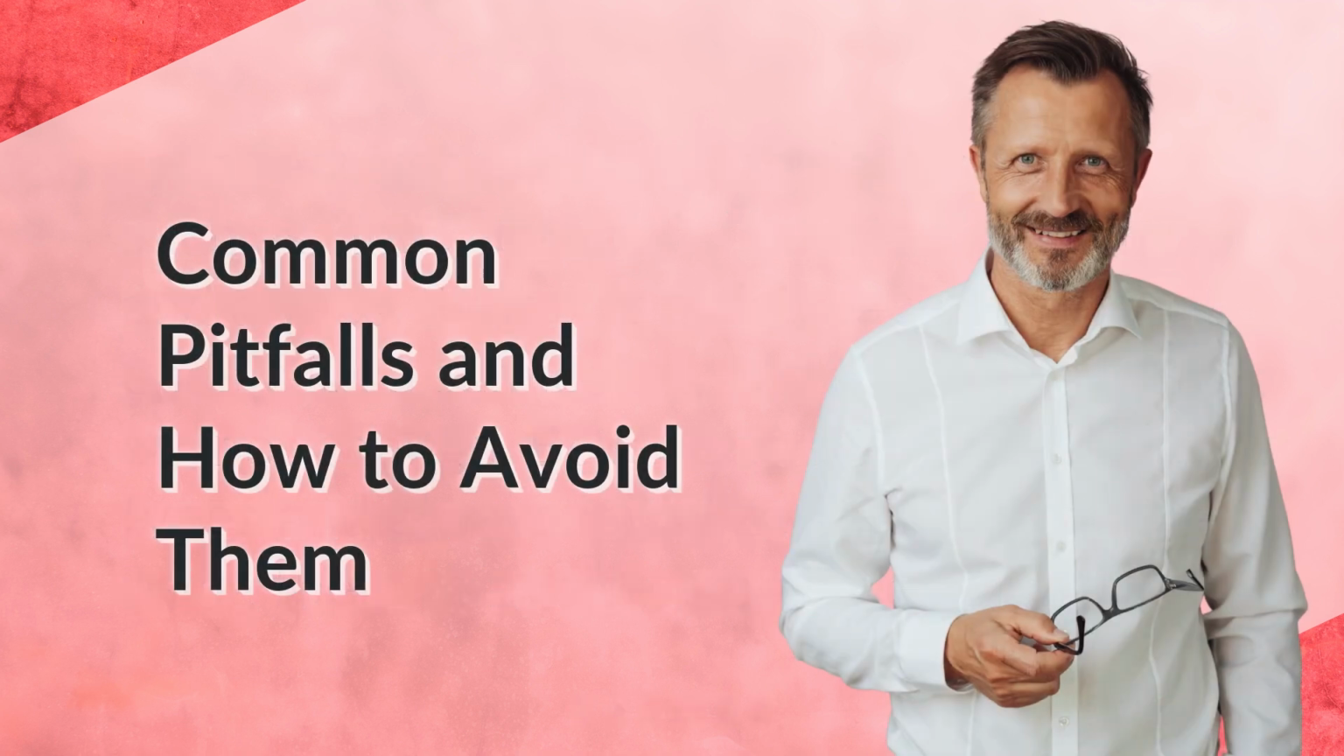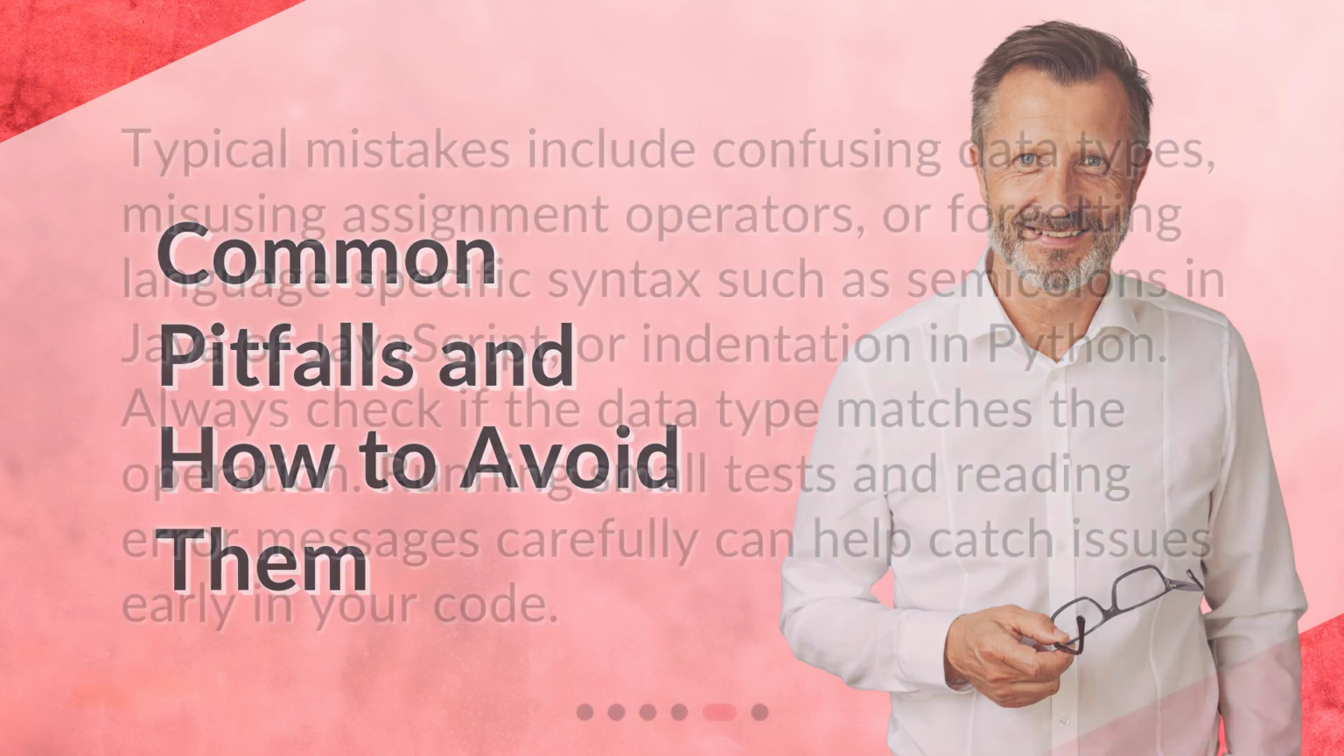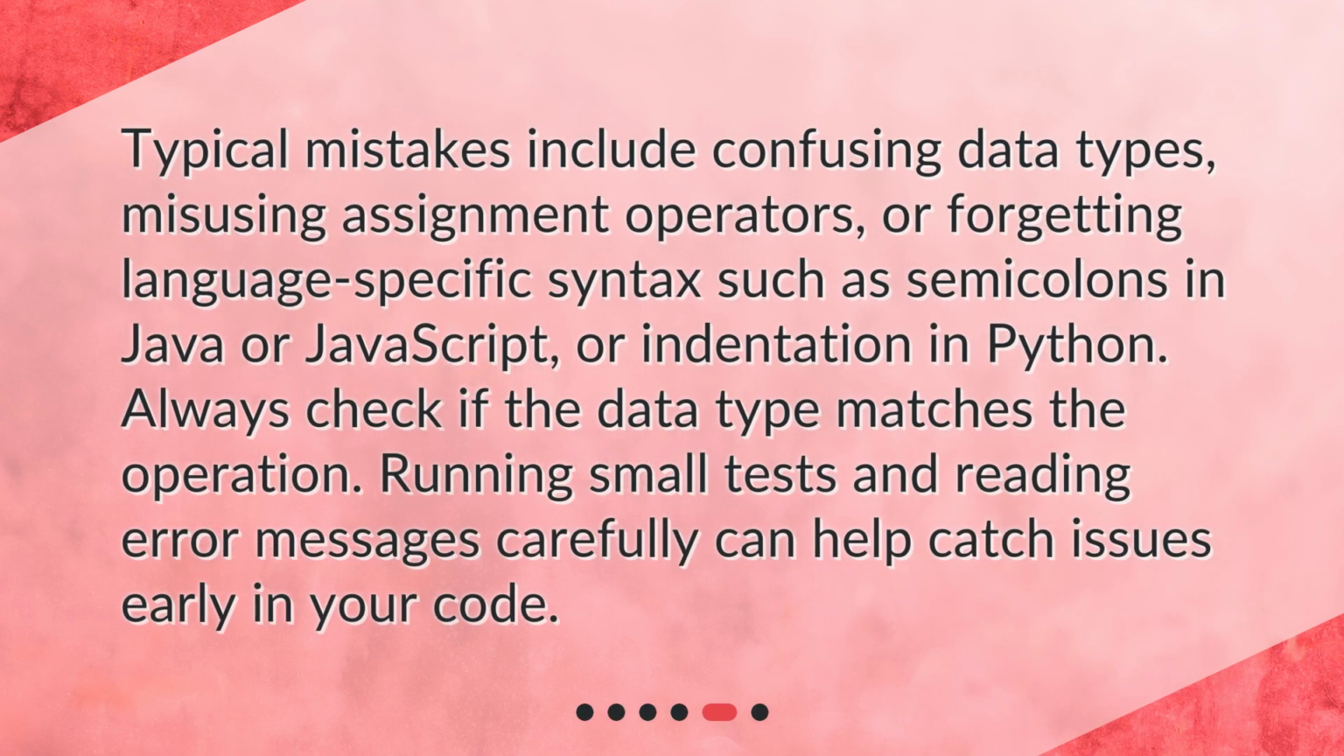Common pitfalls and how to avoid them. Typical mistakes include confusing data types, misusing assignment operators, or forgetting language-specific syntax such as semicolons in Java or JavaScript, or indentation in Python. Always check if the data type matches the operation. Running small tests and reading error messages carefully can help catch issues early in your code.